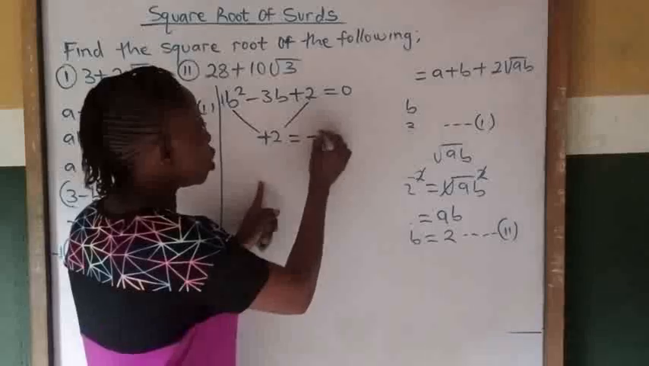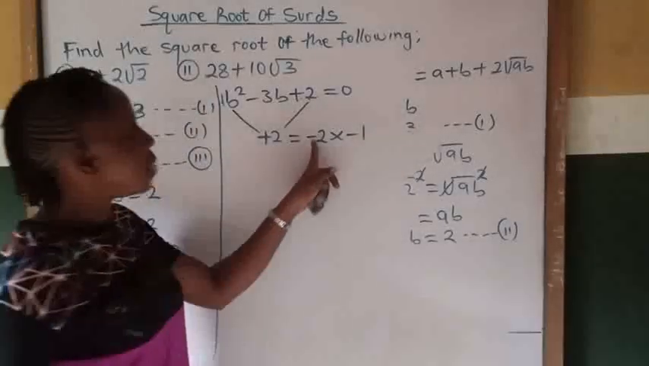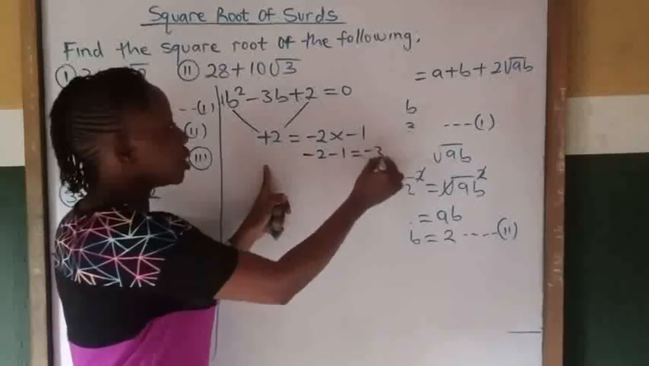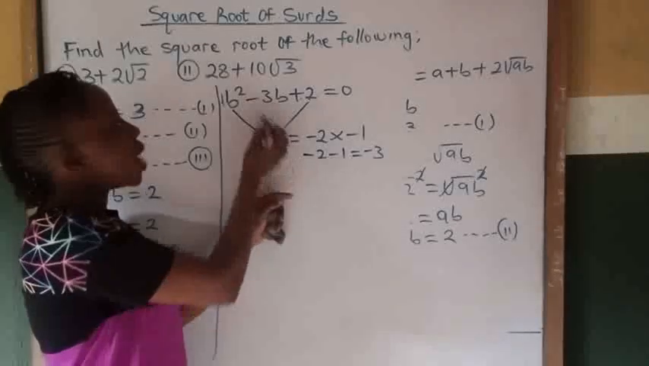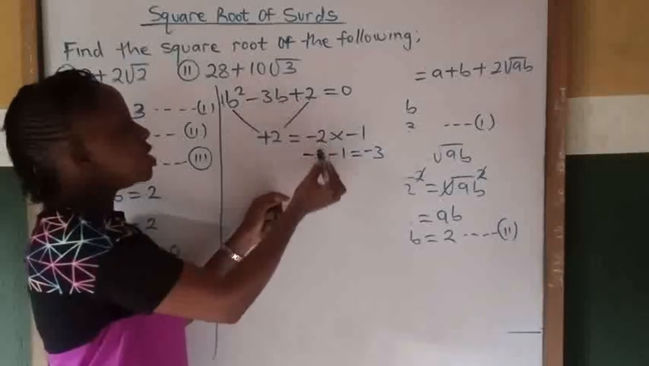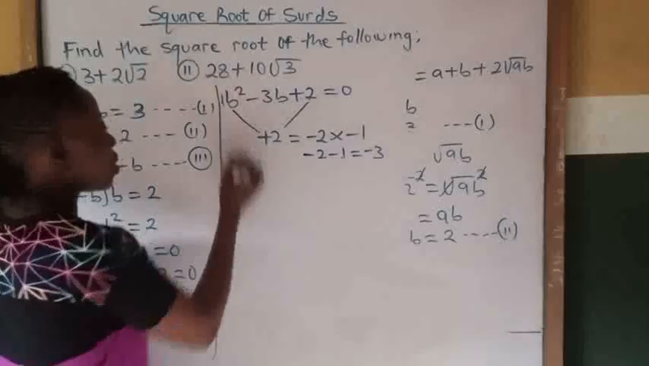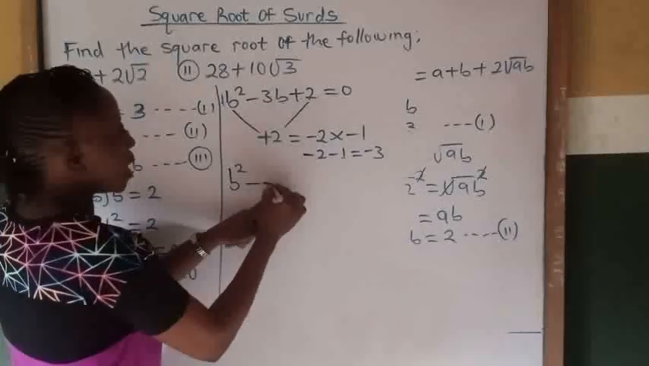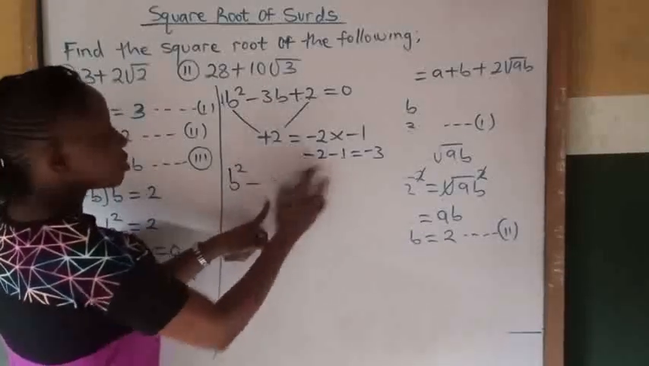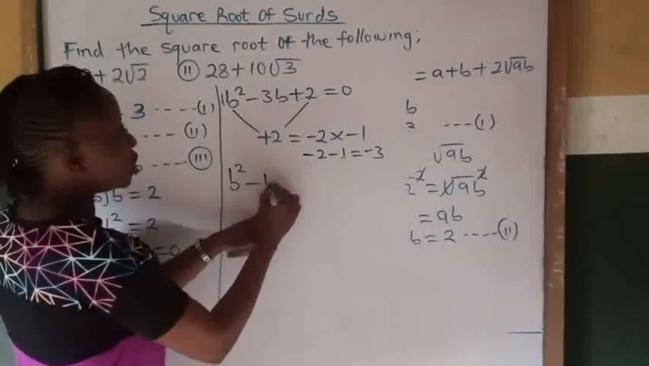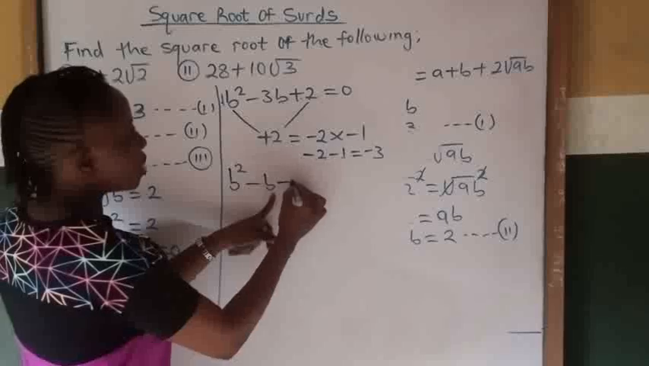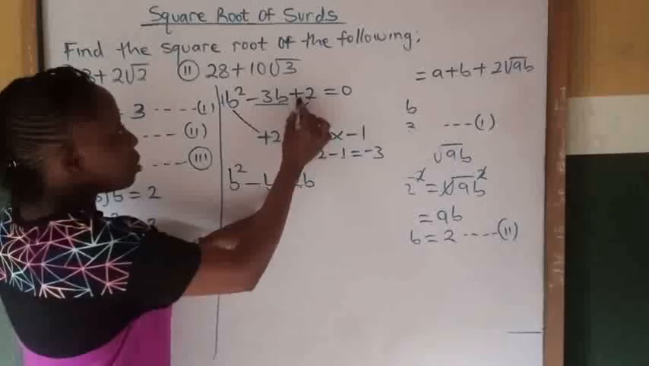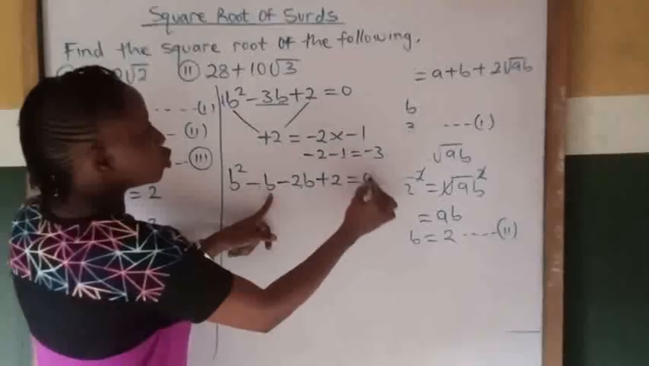So those factors are minus 2 times minus 1. Minus 2 times minus 1 will give us plus 2. So minus 2 minus 1 will give us minus 3. That is what we have at the middle. So we are going to replace this minus 3B with minus 2 minus 1. Now, let's proceed. B squared minus, this minus 1 times B will give us minus B. Then minus 2 times B will give us minus 2B. So minus B minus 2B will give us this minus 3B back. Then plus 2 equal to 0.